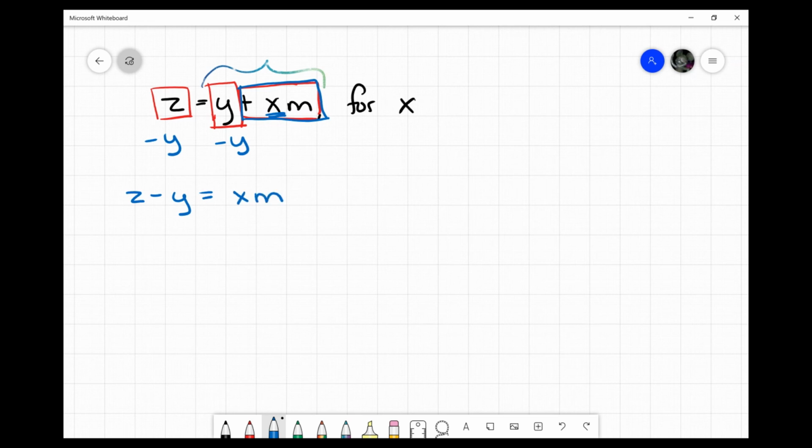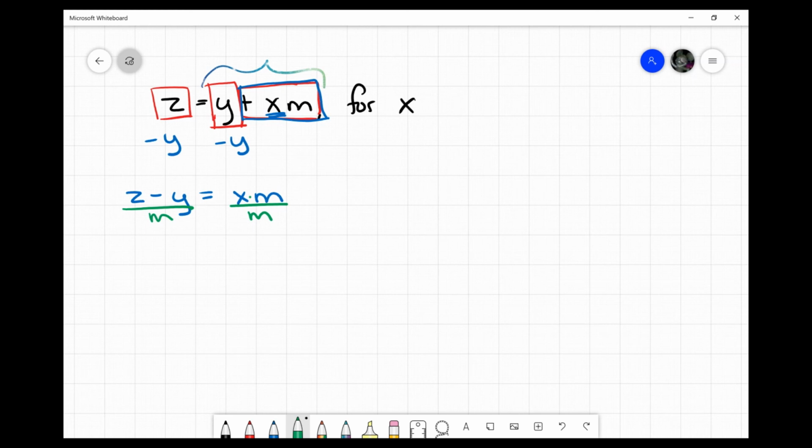Now that the xm is our only term on the right side, I need to break apart this xm. If I have two letters smushed together, that means it is an invisible multiplication. And so I need to do the inverse. The inverse operation of multiplication is division. So I'm going to divide both sides by m. The division property of equality means what you do to one side, you must do to the other. I'm dividing both sides by m.